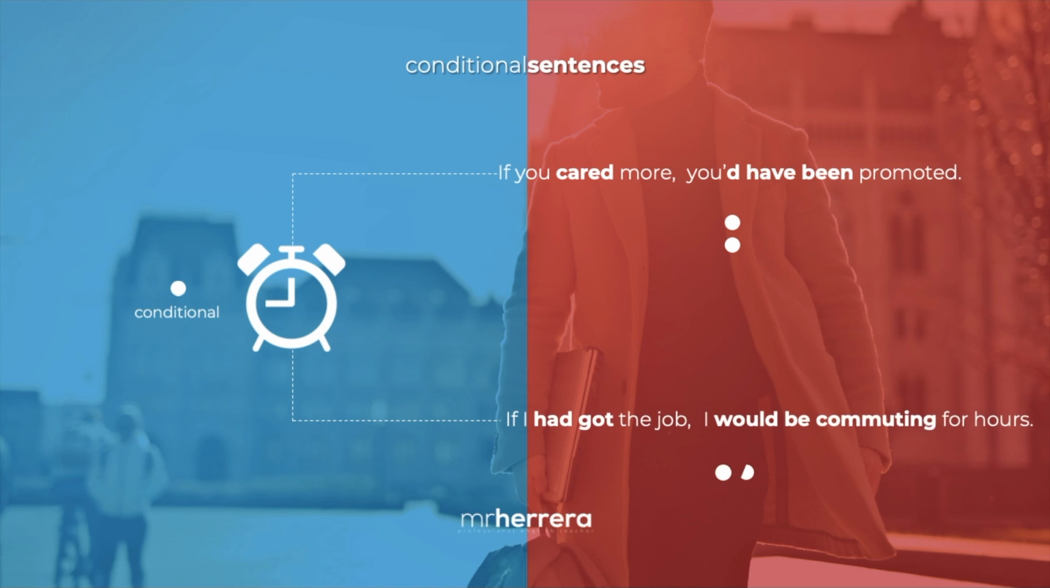So we use the if clause of a third conditional with the result clause of a second conditional. If I had got the job, I would be commuting for hours. Here we are talking about a past imagined situation with an imagined present result. I know, it's a lot of information. Well, so that's all I have to say about conditional sentences, guys.